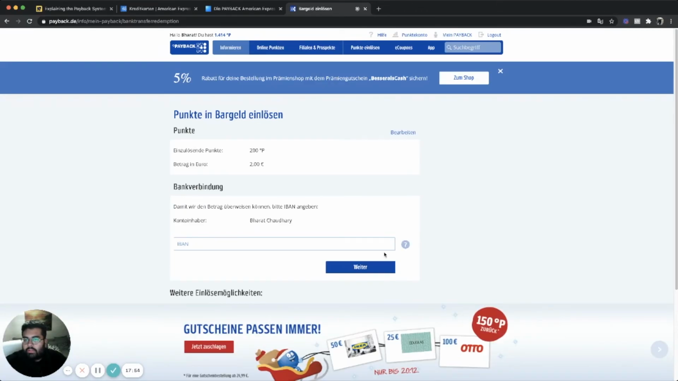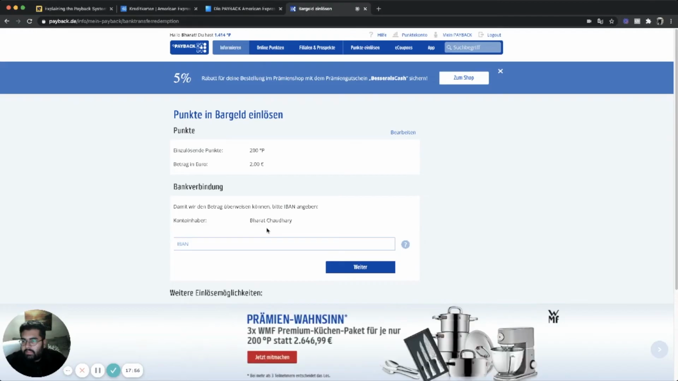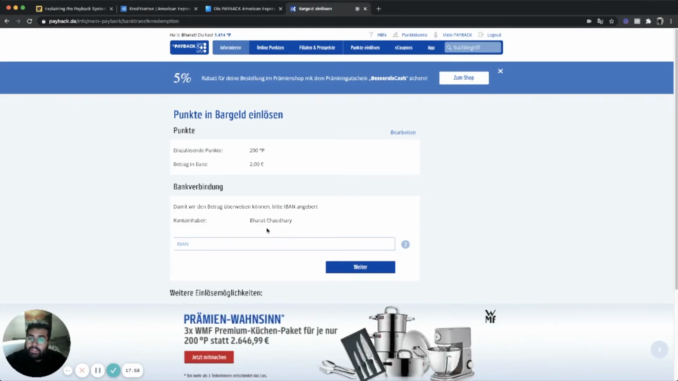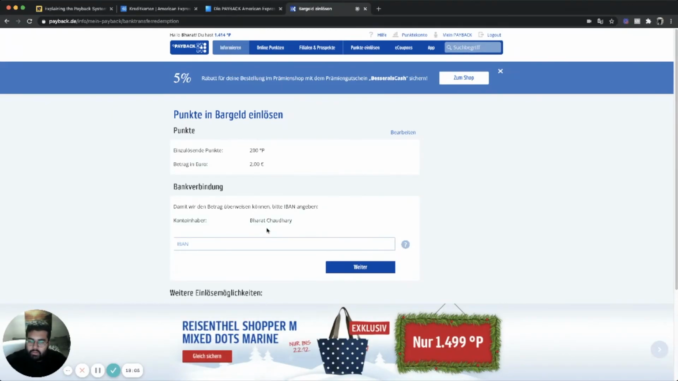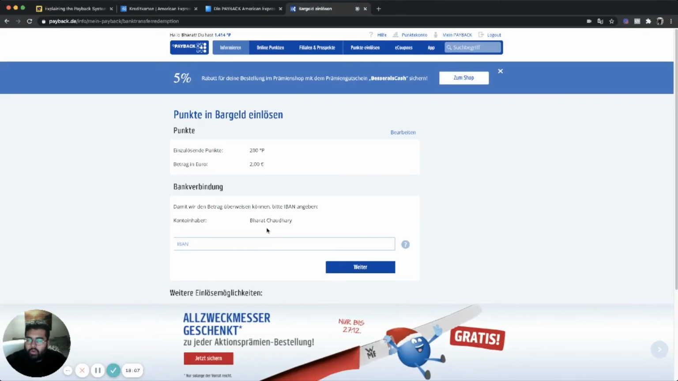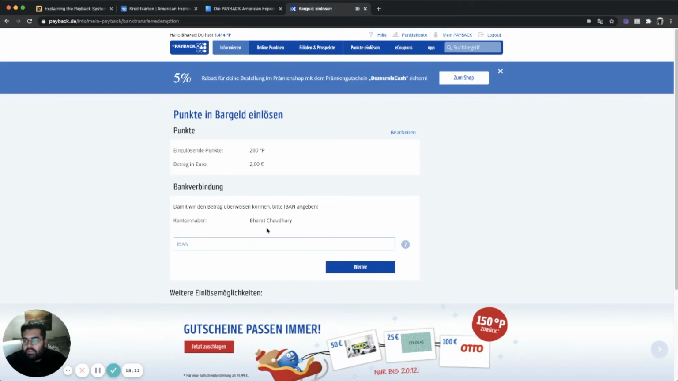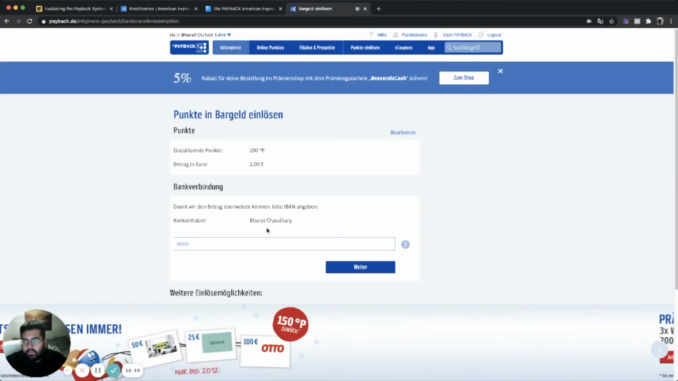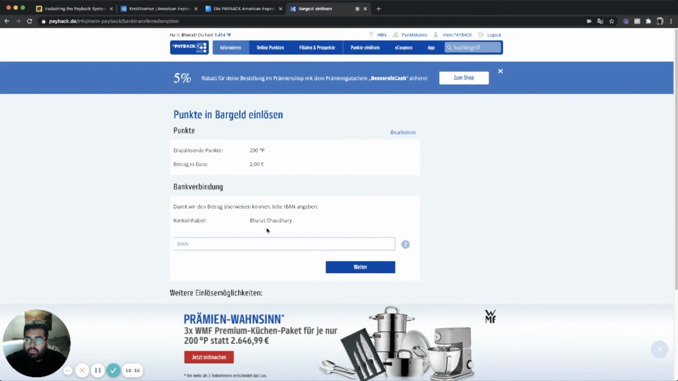You just click on Weiter and then you can put your IBAN inside. Now, the important thing is you cannot change the name because it has to do with the money laundering measures. That's why the name of the bank account should always be in your name. Then you put your IBAN inside and then they transfer the money to you. It is that simple. And this is real money that you get towards the end in your bank account.